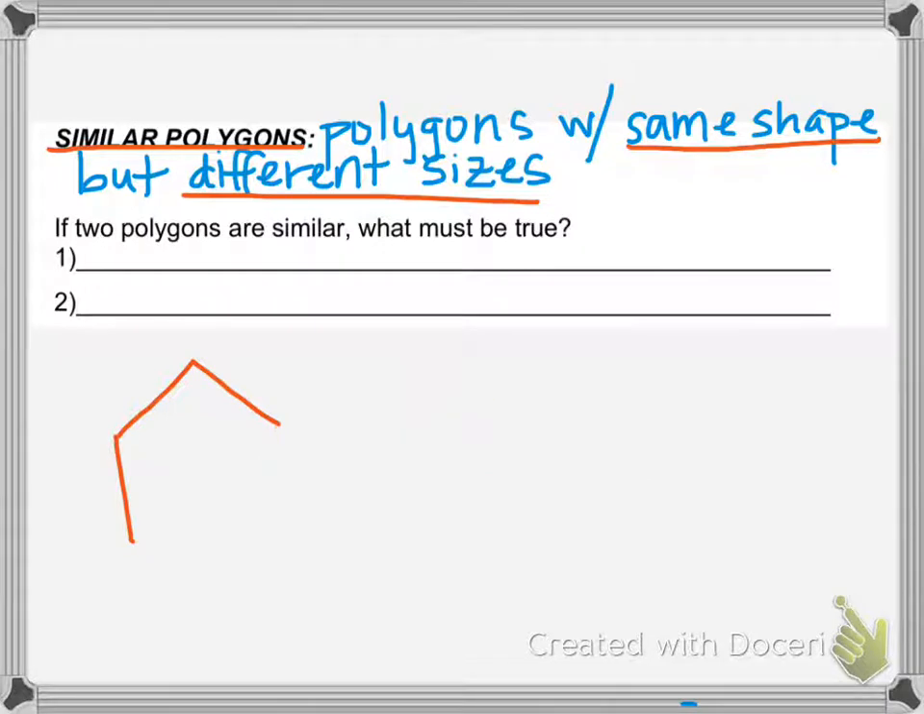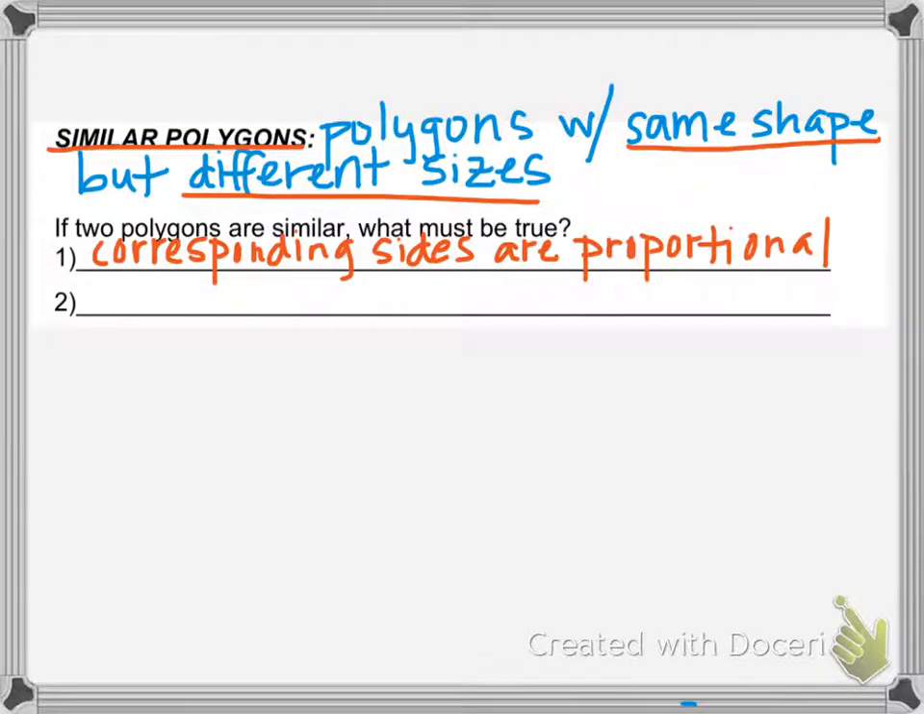What must be true? So the first thing that must be true is that corresponding sides have to be proportional. So sides that correspond must be proportional, not the same, but proportional, which means I could use corresponding sides and make ratios that are equal. That's what a proportion means. Remember, a proportion is two ratios that equal each other, right? So we'll talk about what that means in a minute.